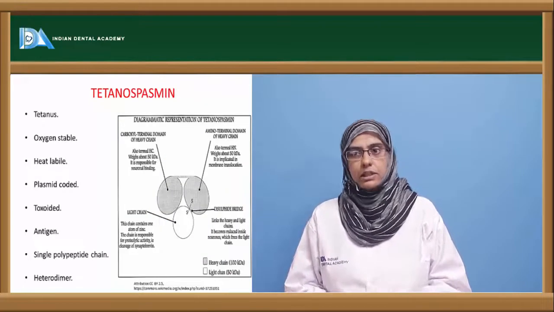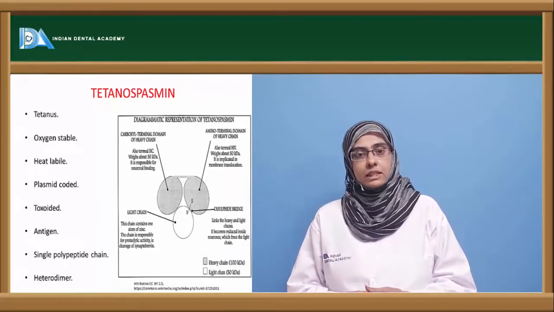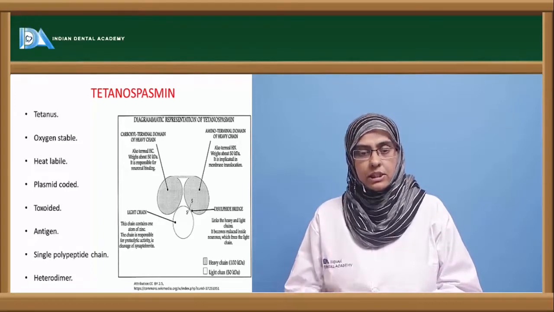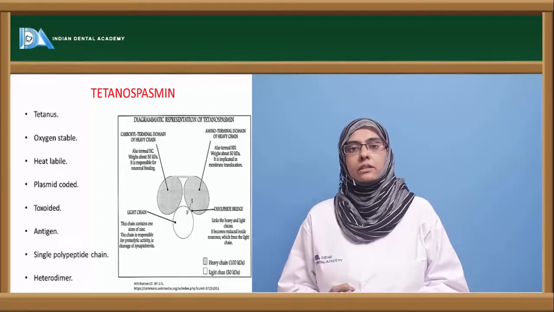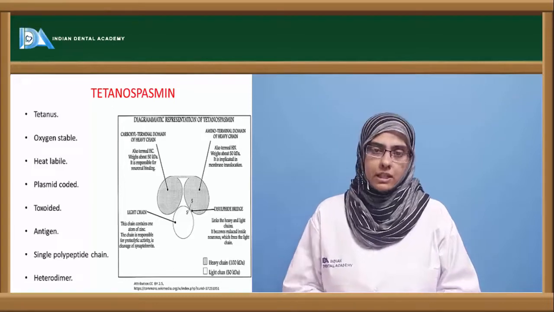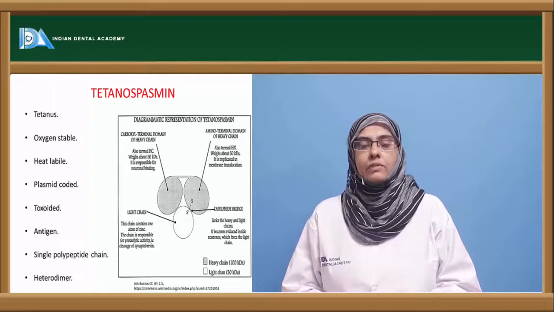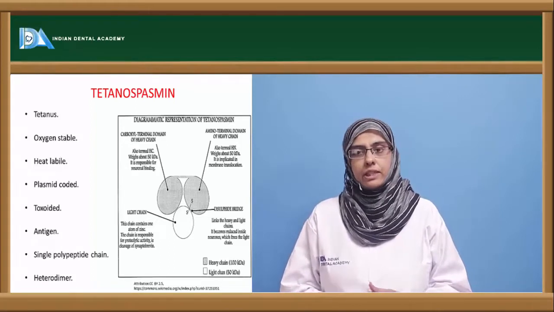Now the most important is tetanospasmin, the toxin involved in the pathogenesis of tetanus. It is the one that mediates the disease, that is tetanus. It is oxygen stable, but it is heat labile, and can be inactivated at 65 degrees centigrade.